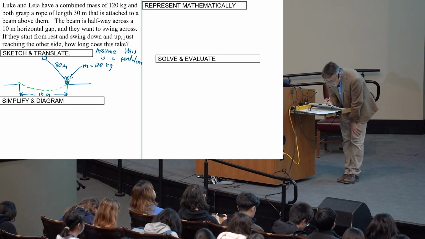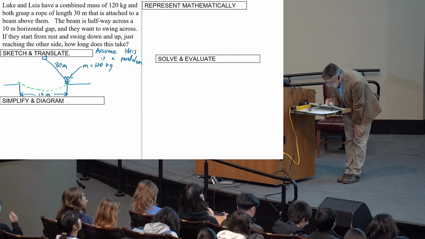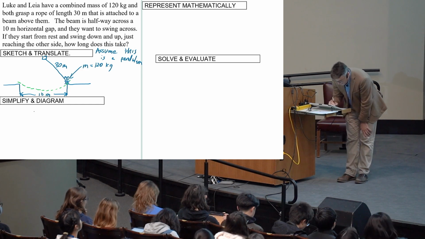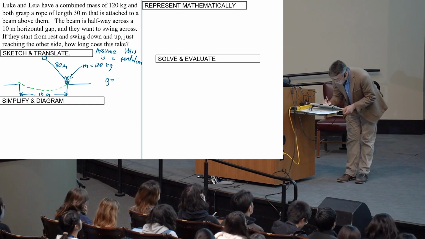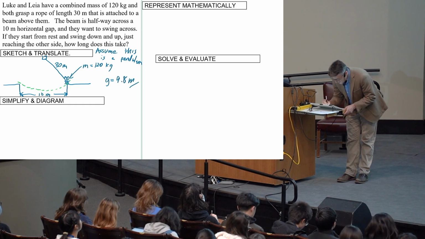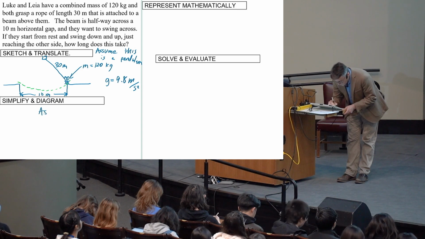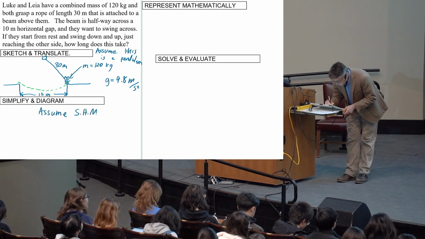So what's the question? If they start from rest and swing down and up, just reaching the other side, how long does this take? By the way, on the Death Star, g equals 9.8 meters per second squared. Not sure why, but there you go. We're going to assume simple harmonic motion for this.